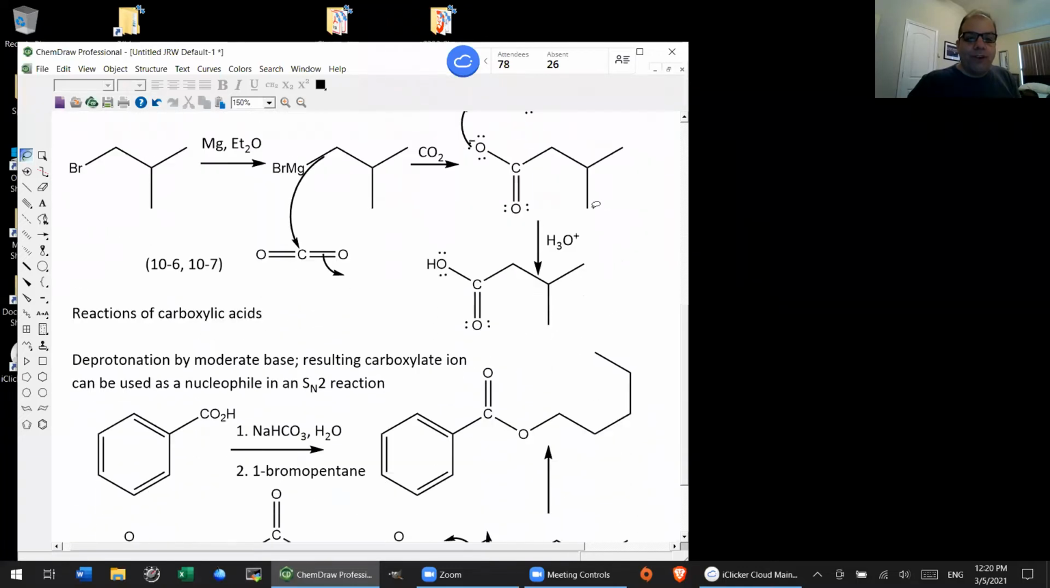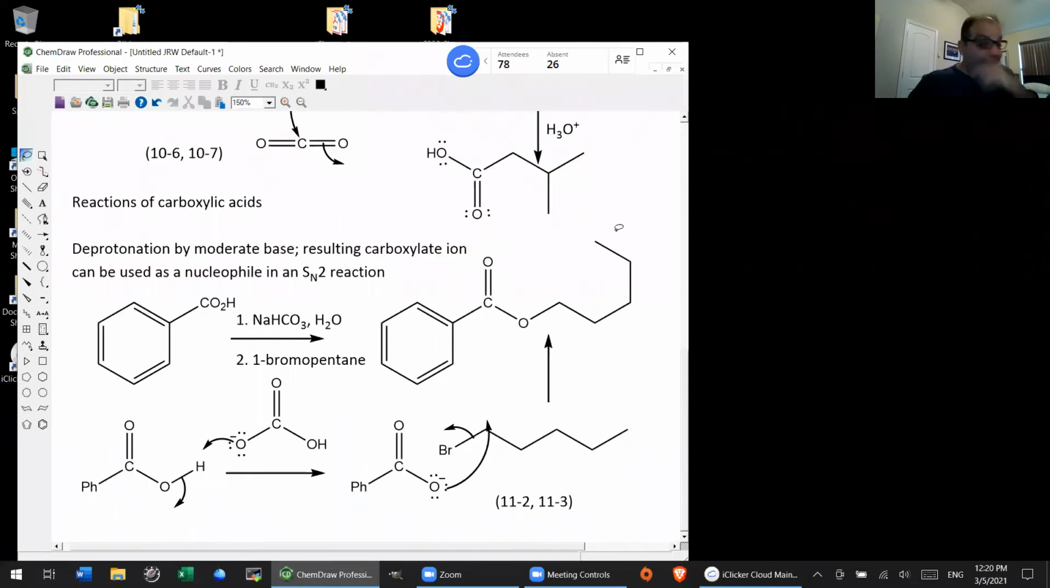Good. So now that we have our carboxylic acids, what can we do with them? Well, there's a few things, which if we didn't know them already, at least I don't think are going to be a big surprise.